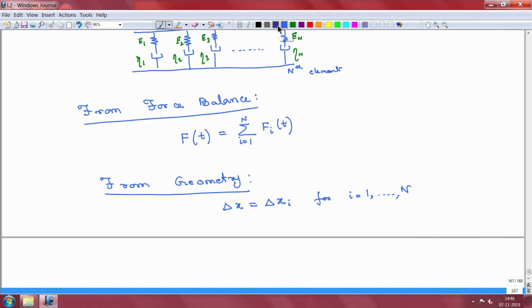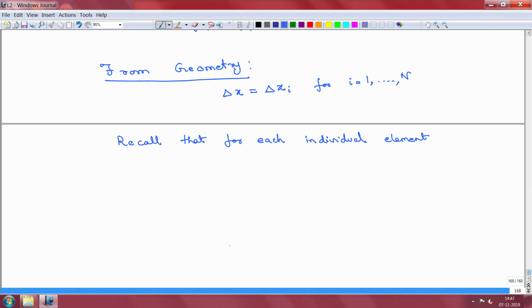Now, recall that for each individual element, the relationship that we had discussed earlier, d by dt of delta x i equal to 1 by E i dF i by dt plus 1 by eta i F i, still holds, right, for all the different i's. So, these relationships are individually still true.